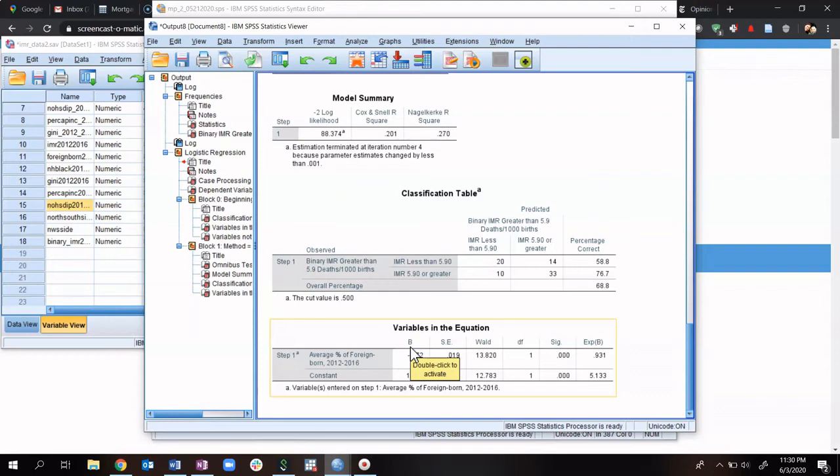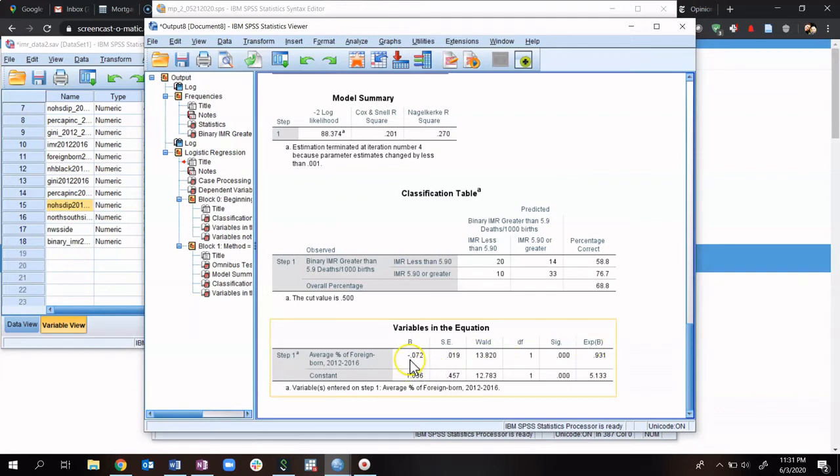In this case, for average percent of foreign-born residents, it's negative 0.07. However, it's a strange number to talk about because it's the exponentiated odds, for the log odds. I don't know. It's weird, right? So no one ever interprets the beta coefficient. Everybody always interprets the odds ratio, which is this thing. Now the odds ratio is you take the beta and then you exponentiate it.